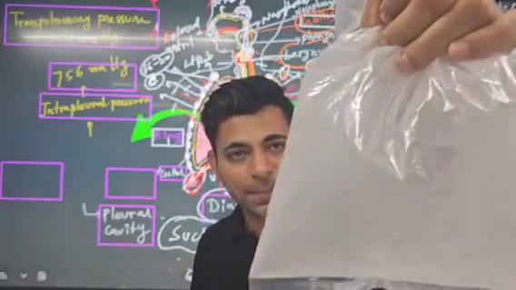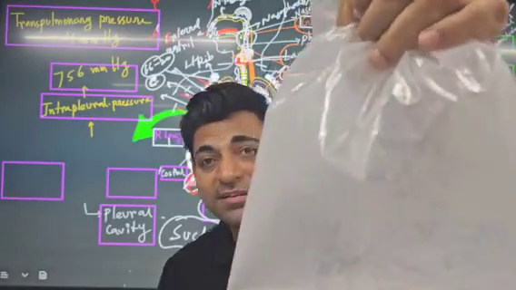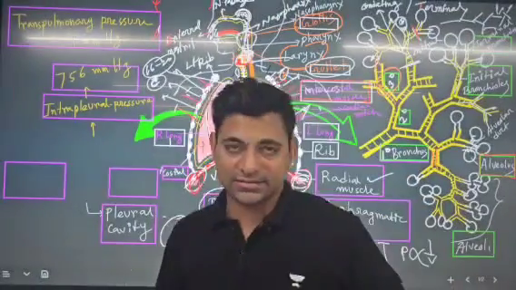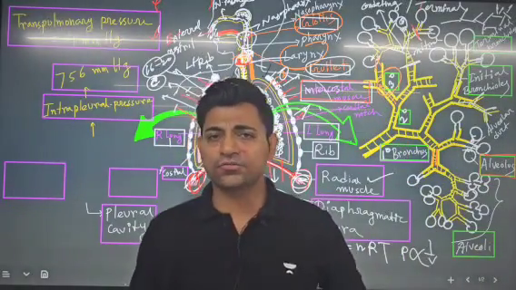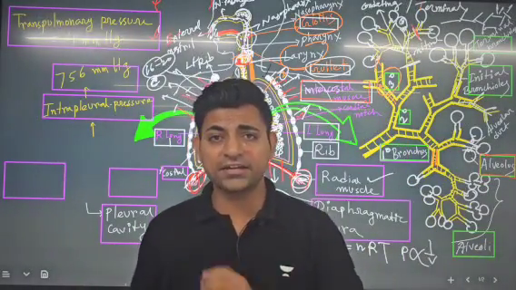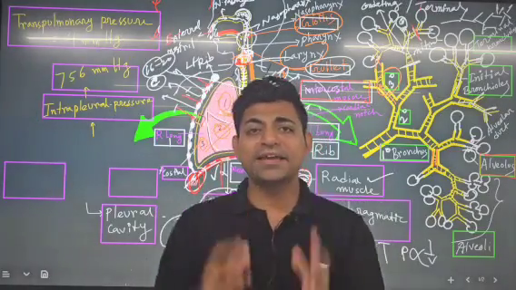Now look at this. Look inside this packet. You will see the water droplets, and this is proof that while air is traveling through the respiratory tract, our respiratory tract is humidifying the air to adjust to body temperature.